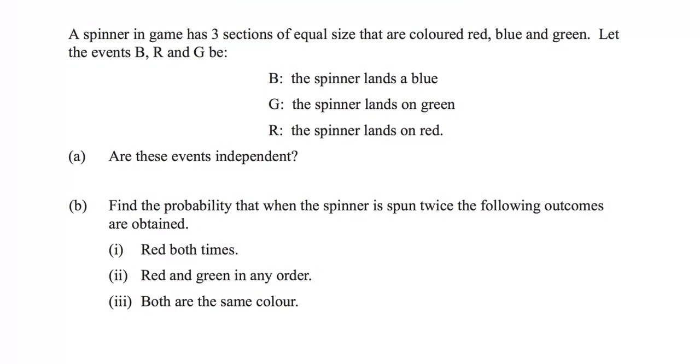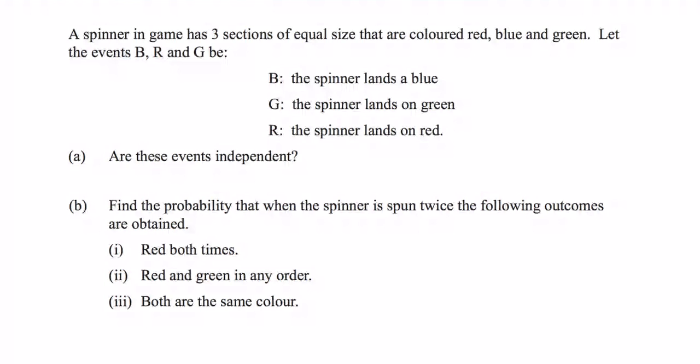If we spin this once, we cannot have more than one of those outcomes happening. However, they are independent if we think about spinning multiple times. If it lands on blue on the first spin, it isn't going to make any difference to the result on the second spin. So are they independent? Yes, each spin is independent of the next spin.